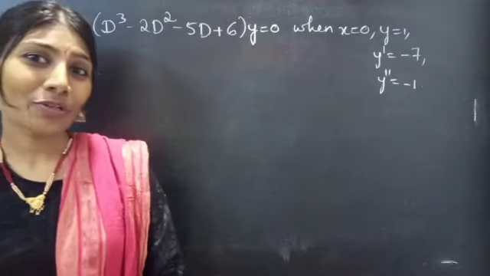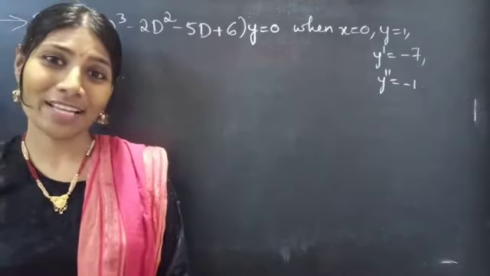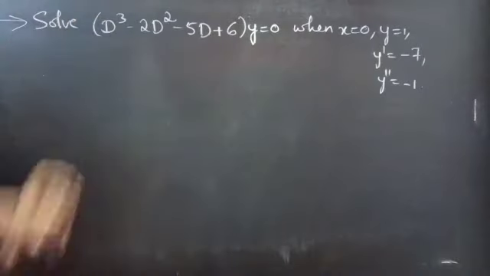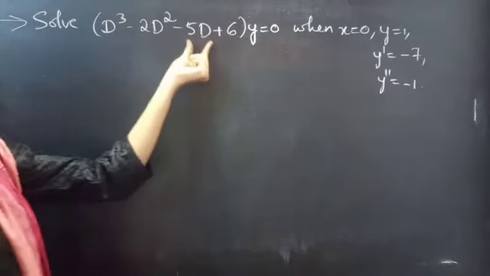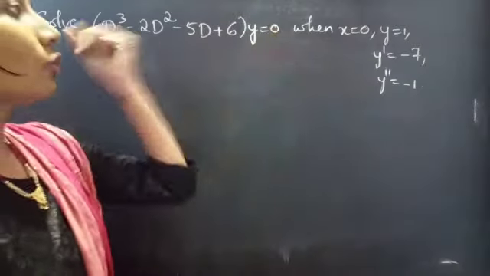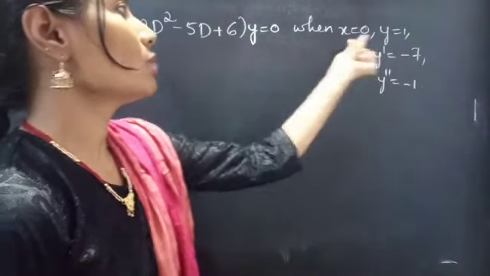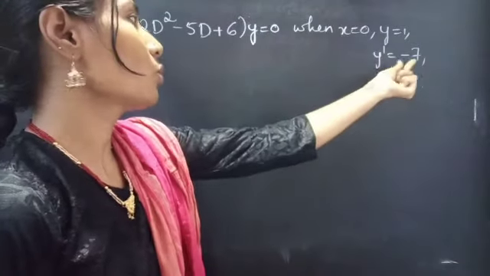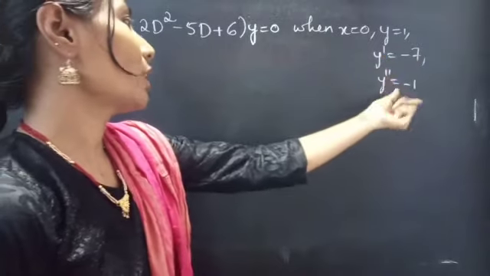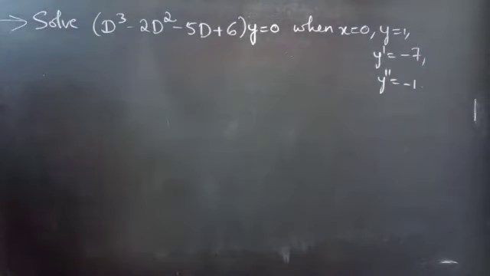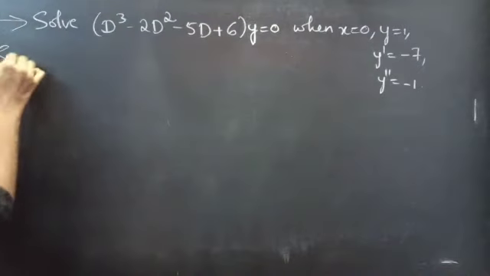In this video, we are going to solve the given differential equation. So let's get going. Problem: solve (D cube minus 2D square minus 5D plus 6) y equals 0, when x equals 0, y equals 1, when x equals 0, y dash equals minus 7, when x equals 0, y double dash equals minus 1. So, solution.